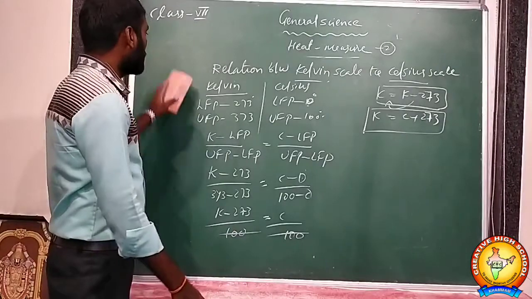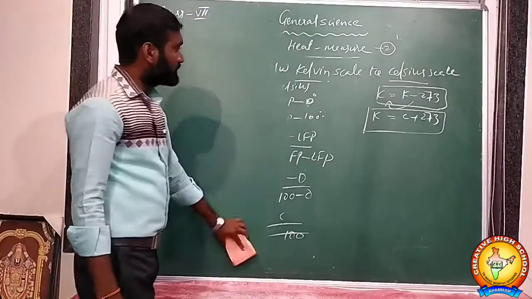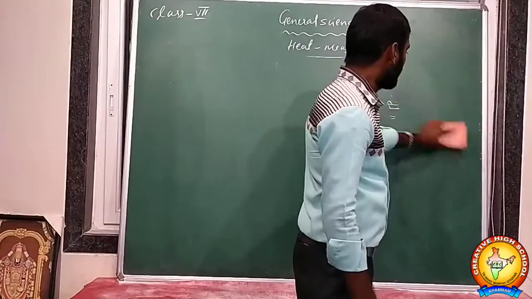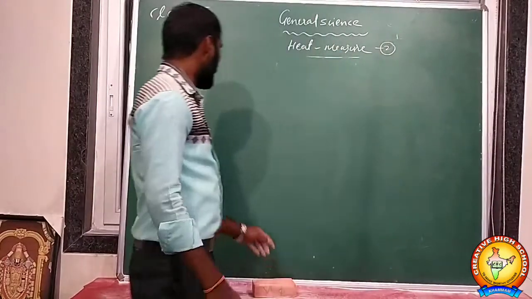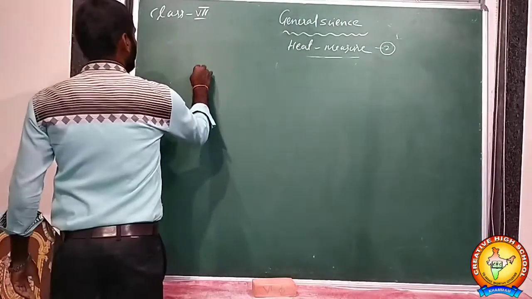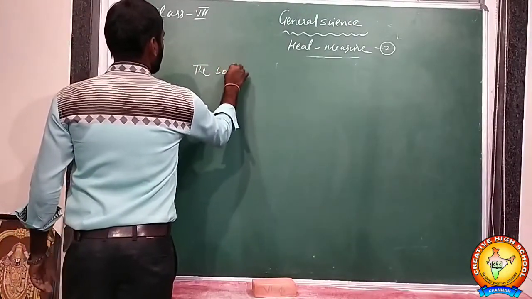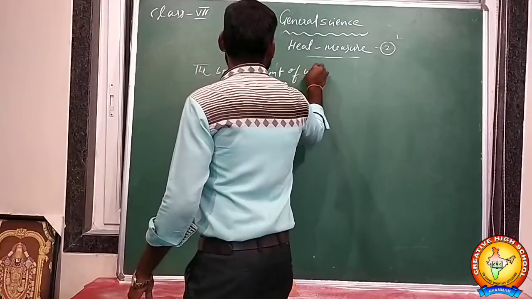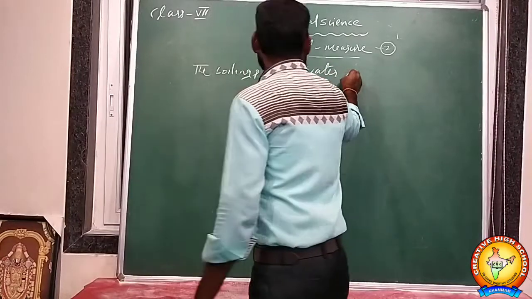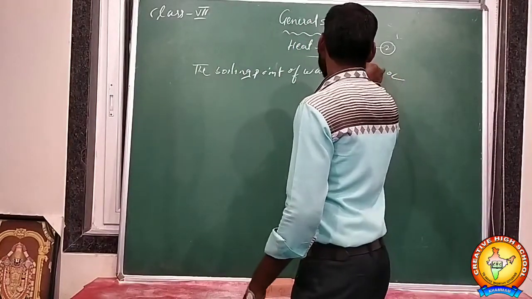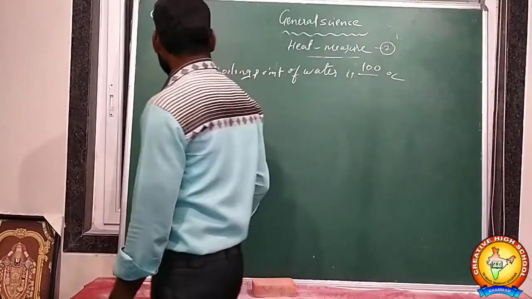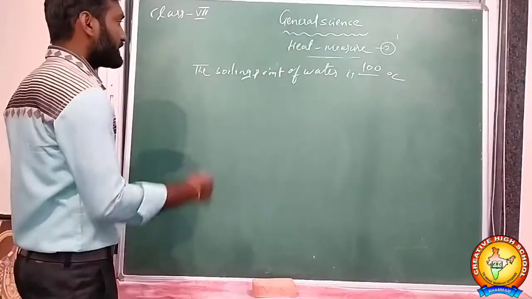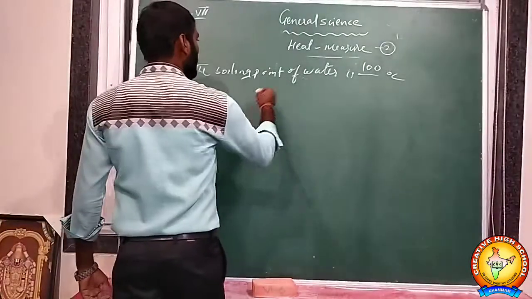Okay students, now I am going to explain conversions from Celsius to Fahrenheit, Fahrenheit to Celsius, Celsius to Kelvin and Kelvin to Celsius. The boiling point of water is dash degrees Celsius. You know, all of you: 100 degrees Celsius. So how much is the boiling point of water in Celsius? 100 degrees.